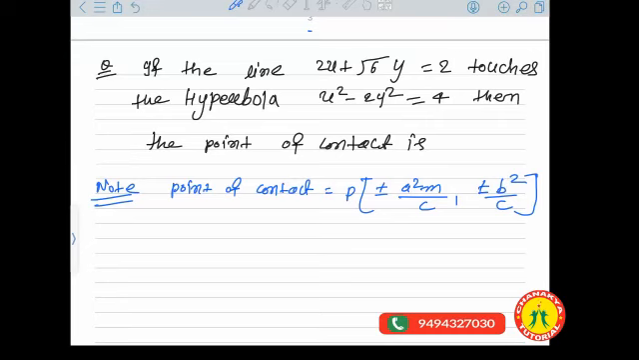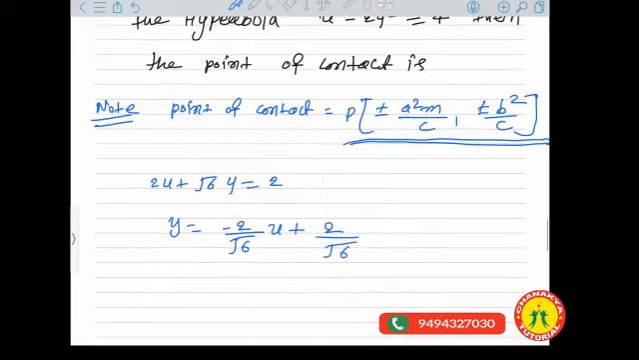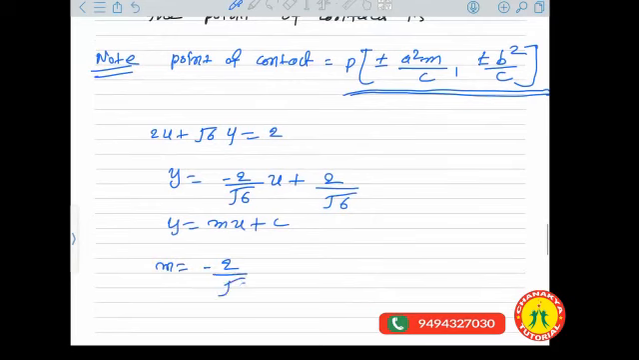अगर आप इस क्वेश्चन को ऐसे भी कर सकते हैं. If you remember this formula, point of contact is nothing but x coordinate plus minus a² m by c, plus minus b² by c. So if you apply this formula, the given line is 2x plus root 6 y equal to 2, the tangent line. So y is equal to minus 2 by root 6 x plus 2 by root 6. If you compare y equal to mx plus c, we get m is equal to minus 2 by root 6 and c is equal to 2 by root 6.